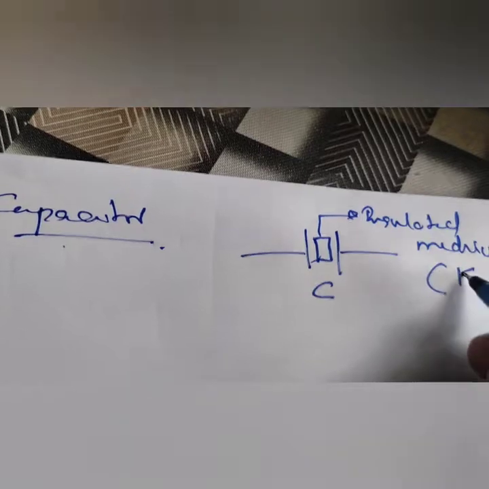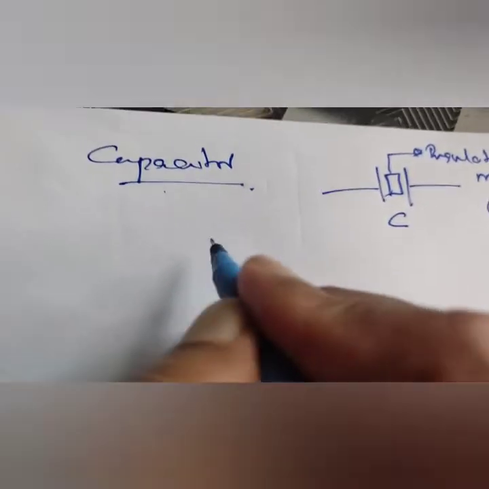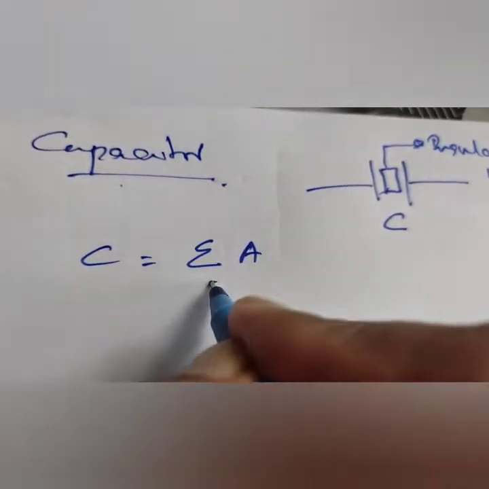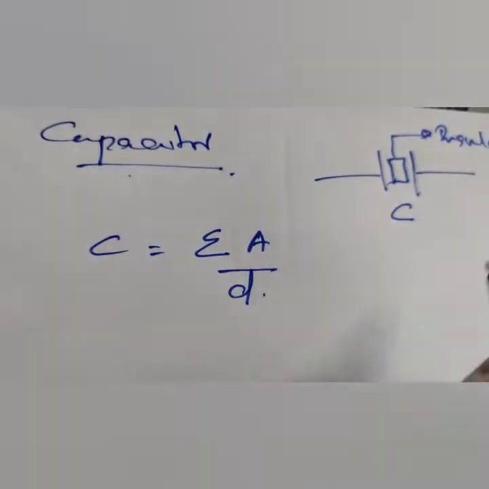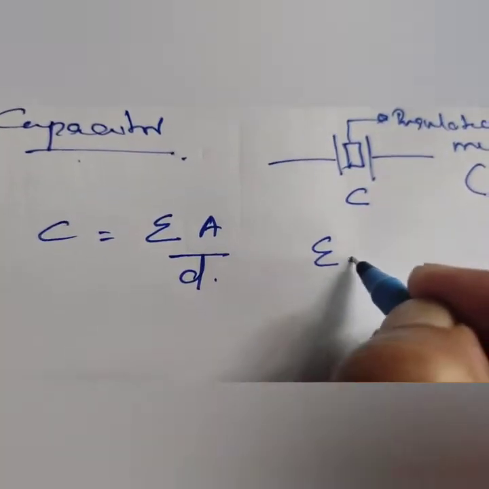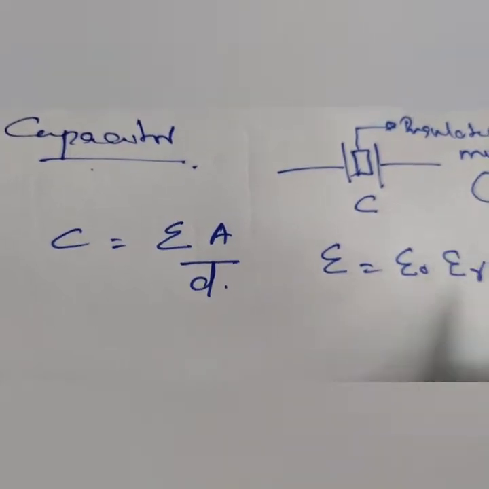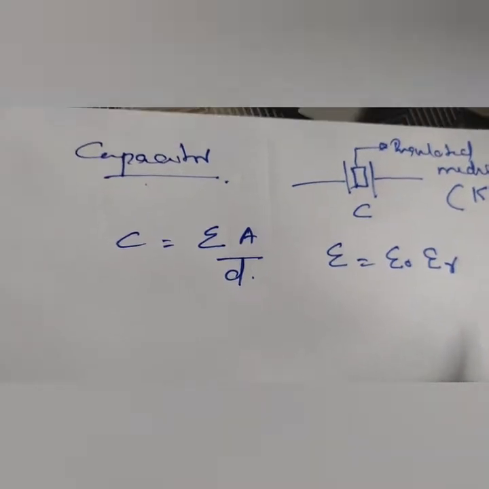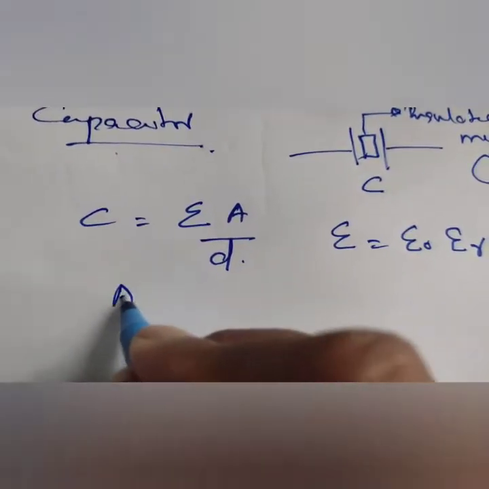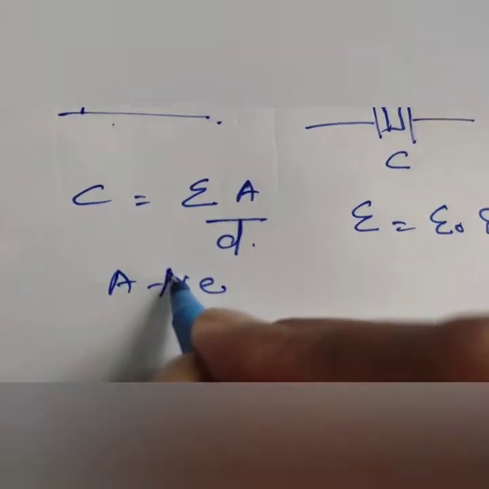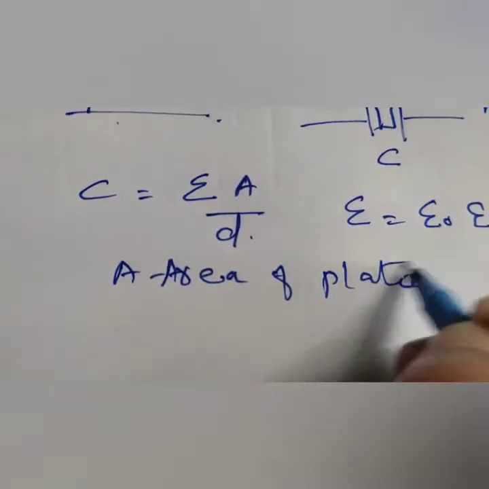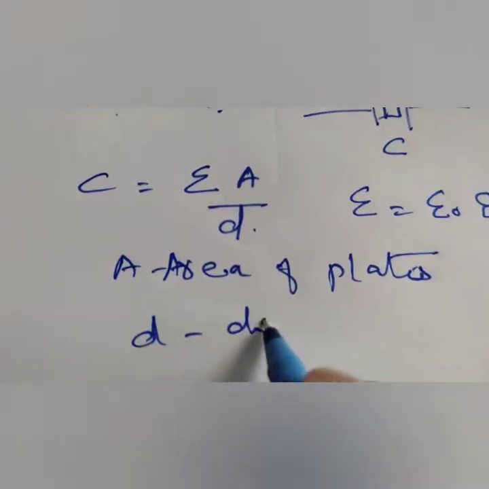This permittivity is known as K. The capacitance C is basically epsilon naught A by D. Epsilon is equal to epsilon naught epsilon R. A is the area of the plates. D is the distance between the plates.